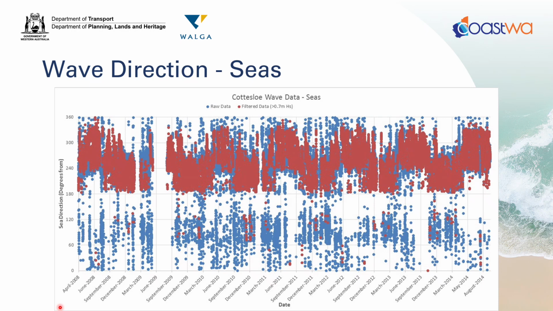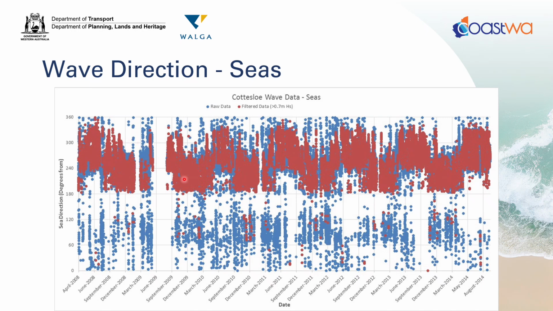Now, it's probably not surprising that waves with heights of greater than 0.7 of a metre are predominantly coming from offshore. So they're coming from between 180 and 360 degrees. So that's south through west to north. Now, the reason we filtered them out at approximately 0.7 of a metre as a wave height is because that's generally where you're going to start to see significantly increased volumes of transport of sediment along the shoreline.